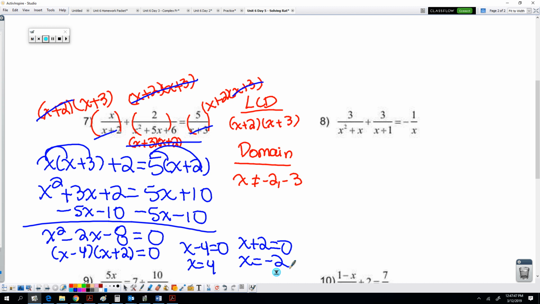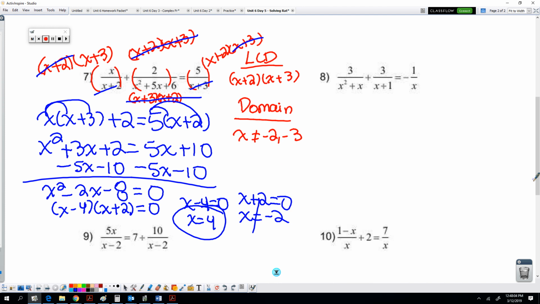Now what you got to do is check your domains. It says x cannot be equal to negative 2 and negative 3. 4 is not in my domain, so I got one answer. X cannot equal negative 2. Okay, so that's why that is not a solution, and we say that negative 2 is extraneous because it does not work in your original problem.